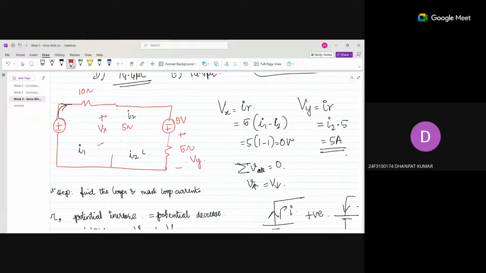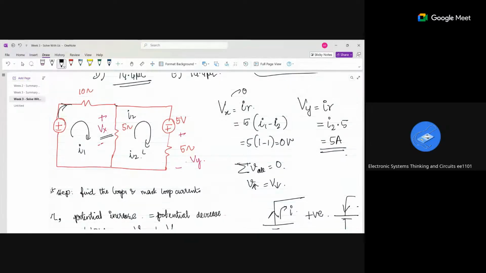Ma'am, can we use KVL up to a point in between the loop? Do Vx and Vy denote voltage or current? Vx and Vy are voltages. V is voltage, and V is equal to IR by using Ohm's law. I is current, V is voltage, R is resistance. Then Vy is equal to 5 amps times 5 ohm, so the answer is volts, right? Yes.